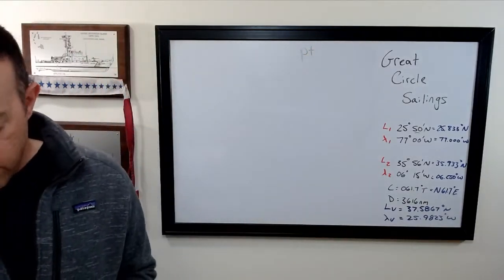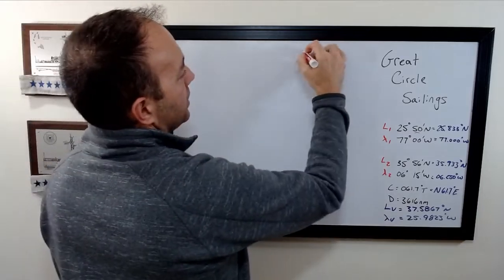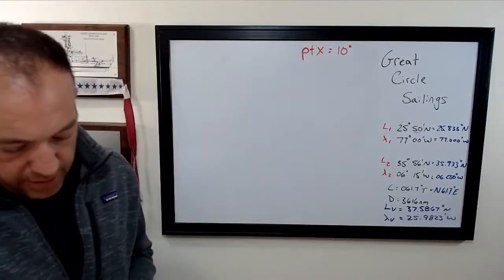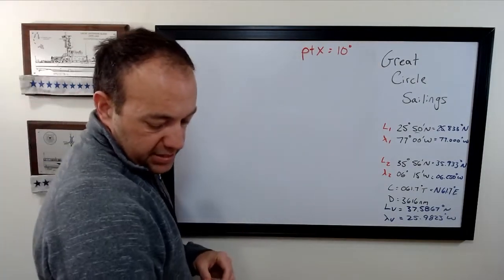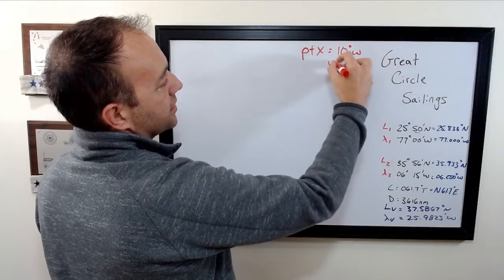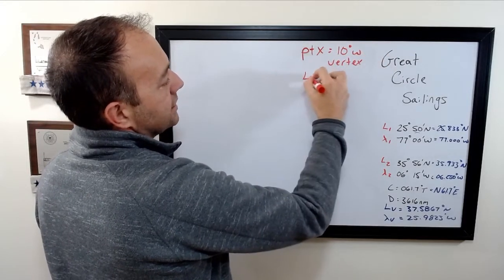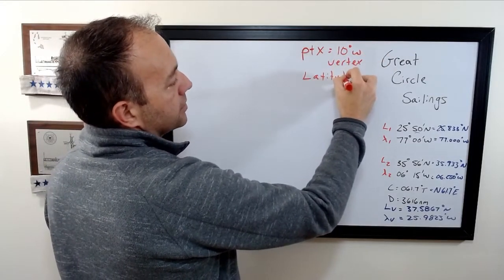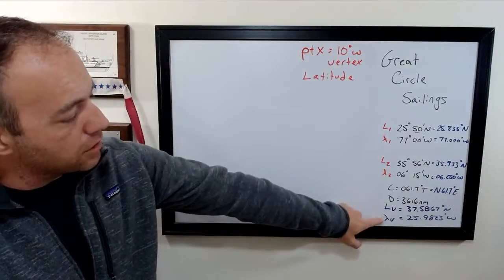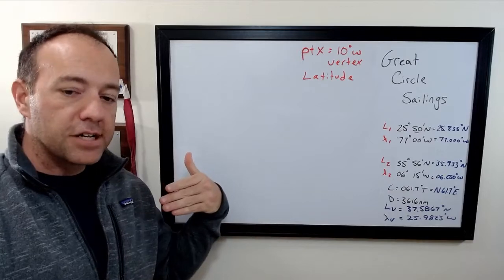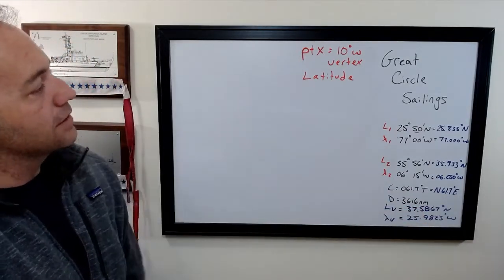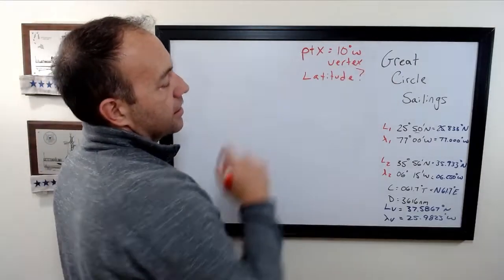Two markers killed in one session. That's crazy. Point X is located 10 degrees west of the vertex. What's the latitude of that point? You can already get the longitude of it, because if you know the longitude of the vertex and you just go 10 degrees west or 10 degrees east, then you're going to have it. But if we want the latitude of the point, guess what?